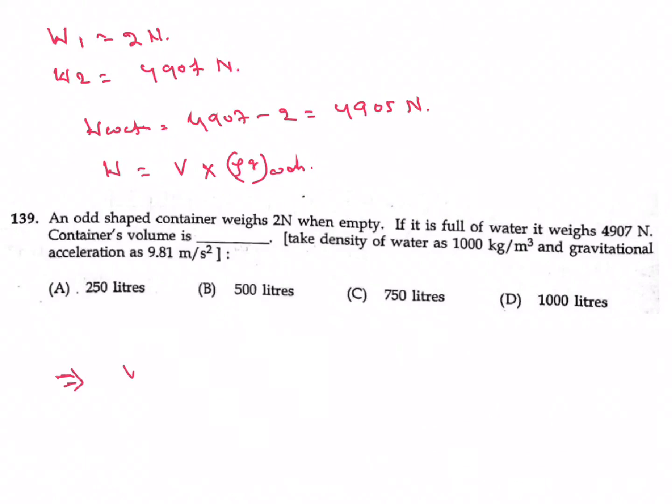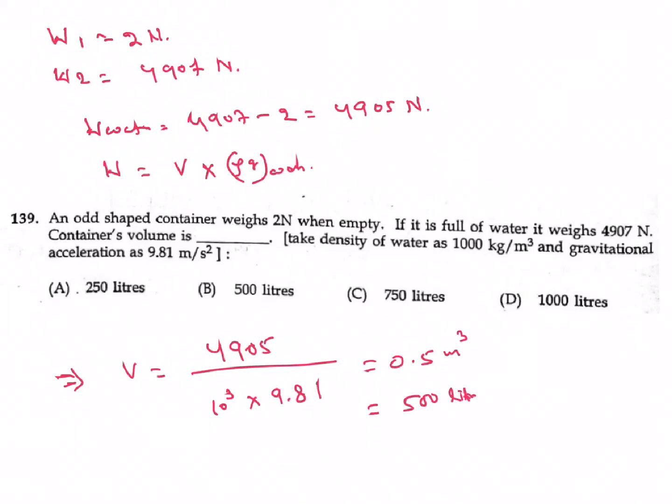Volume V equals 4905 by rho, which is 10 to the power 3, times 9.81. You will get 0.5 meter cube, or multiplying by 1000, 500 liters. So B is your correct option.